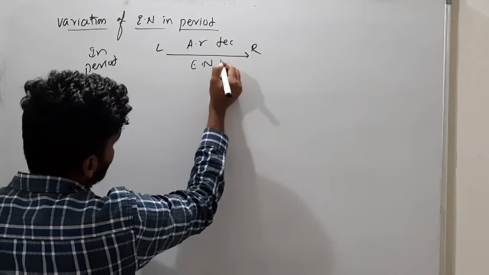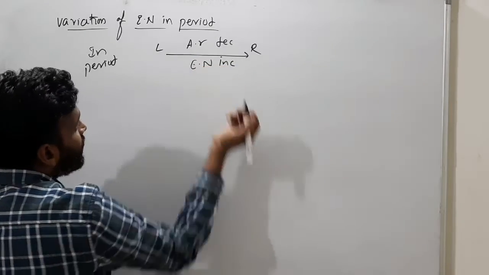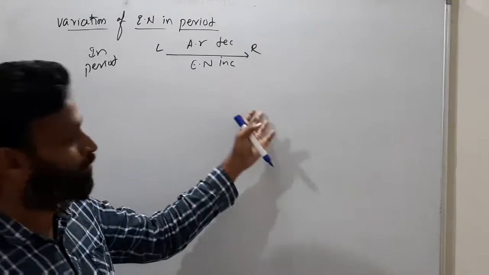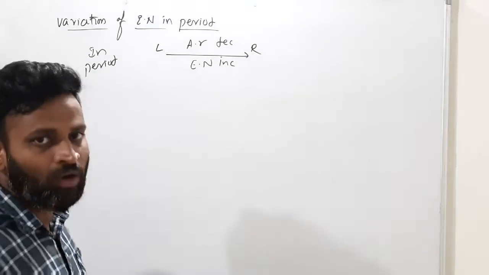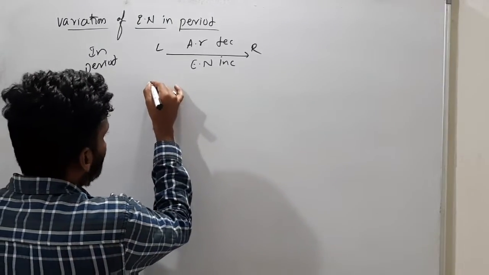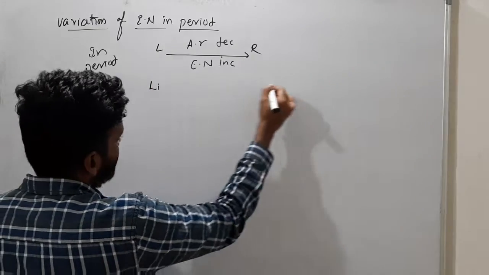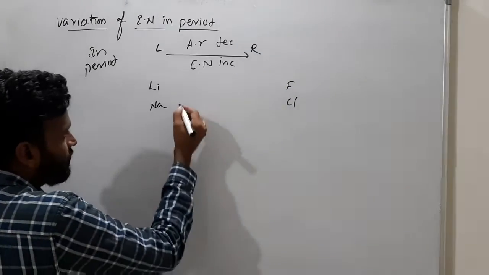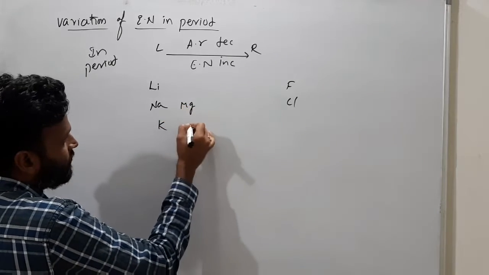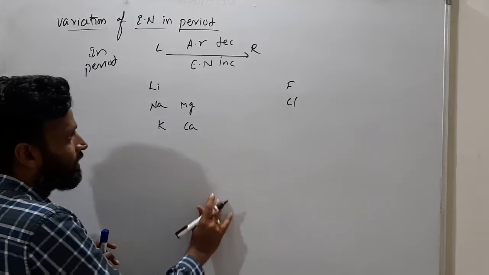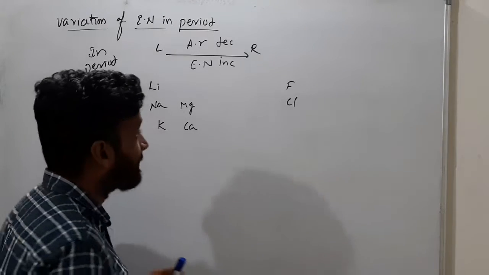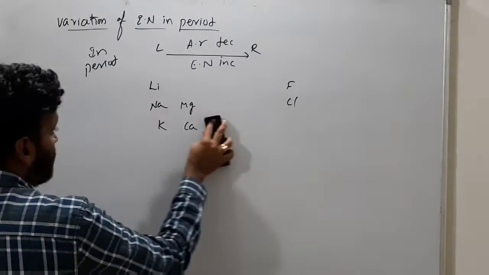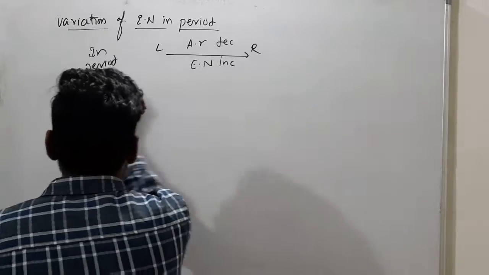Therefore, electronegativity increases from left to right. Do noble gases have more? No. It increases up to the halogens. Halogens means fluorine, chlorine, bromine. If you take lithium here, fluorine is here. Sodium here, chlorine here. Sodium and magnesium here, potassium here and calcium here. Understand? So left to right it increases. But in noble gases, there is no tendency to attract electrons towards itself. Very, very important.